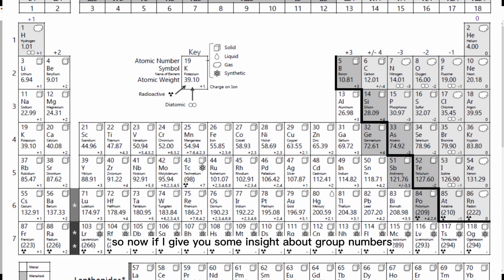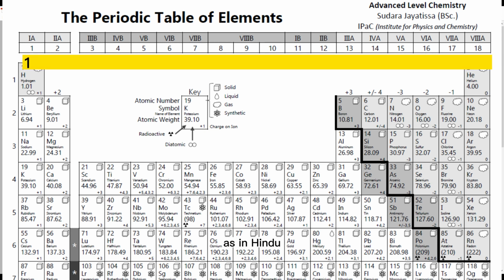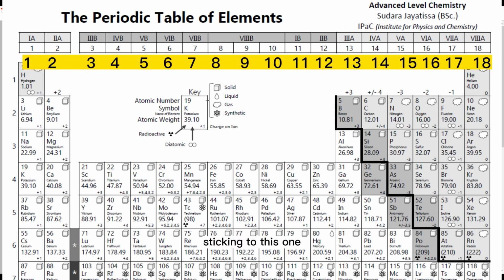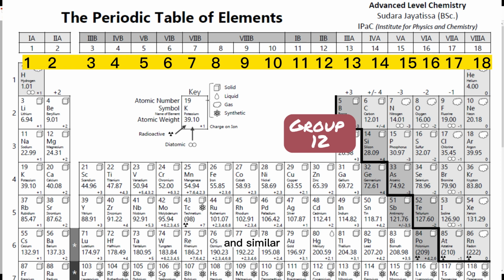Now if I give you some insight about group numbers in the modern periodic table, we are now labeling them in Hindu-Arabic numbers. We don't use Roman numerals now. We are sticking to this one. So zinc belongs to the 12th group. Cadmium, you can find it is there in our answers. Cadmium is a same-group element, so it will have similar configuration and similar chemical properties. It's very simple. You get the periodic table and you look for two elements in the same group.